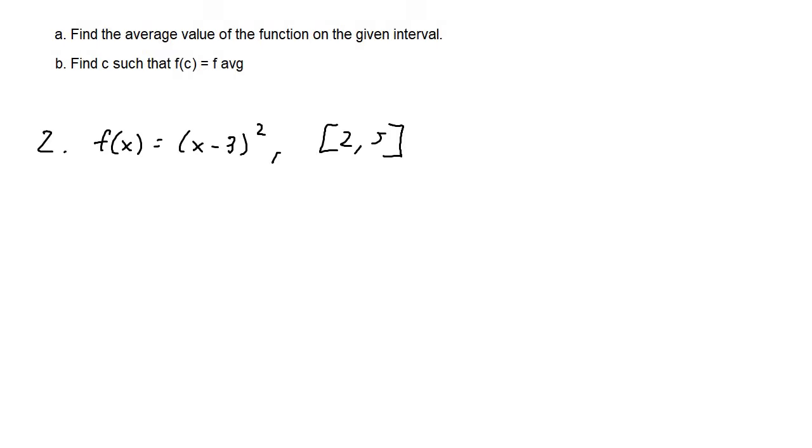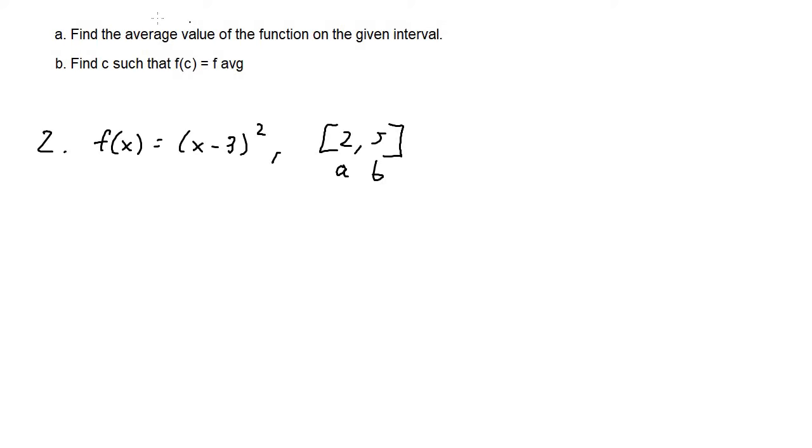Now for number 2 here, we have f of x equals (x minus 3) squared, and our interval runs from 2 to 5, so 2 is our a bound, 5 is our b bound. And notice we have an extra part here where we find c such that f of c equals the average value of f. So remember, this is just the mean value theorem for integrals, so we're going to set the original function equal to the average value once we have found it.